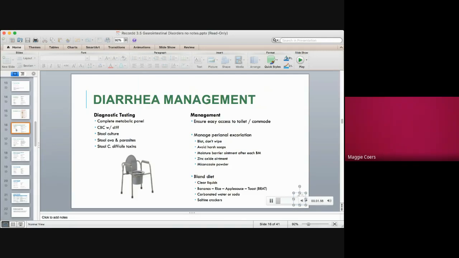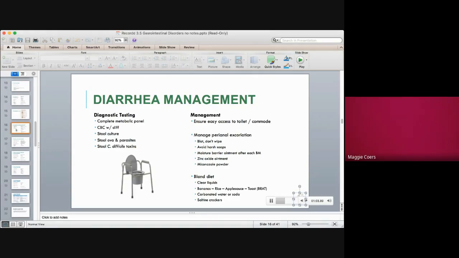A CBC with diff to look at white counts to see if it's an infectious process, and also hemoglobin count. A stool ovum and parasite will look at things like worm infestations. A C. diff stool is usually gotten, especially if the diarrhea is present after any kind of antibiotic therapy. And anyone with new or severe diarrhea that lasts for 3 months or more.